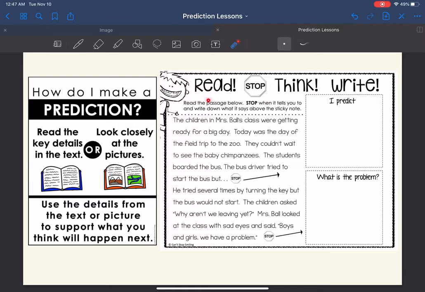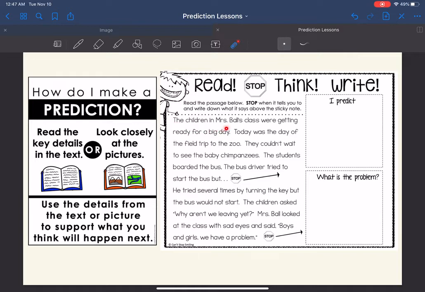So let's read this together. To make a prediction, we're going to read, stop, think, and jot. So read the passage below. Stop when it tells you to, and write down what it says above the sticky note. So sticky note 1 says, I predict. Sticky note 2 says, what is the problem?